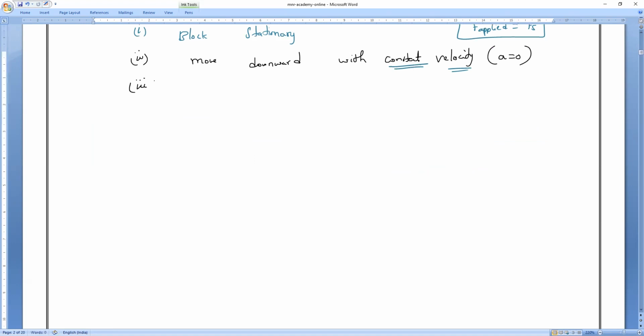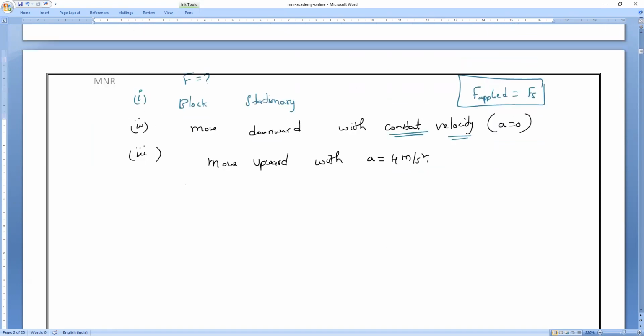Next, the third subdivision. Move upward. Move what, everybody? Move upward with acceleration equal to 4 meter per second square. So these are the three things. Every time you have to find the F. Shall we start now, everyone? Are you ready? Yes, sir. Let me take it now.